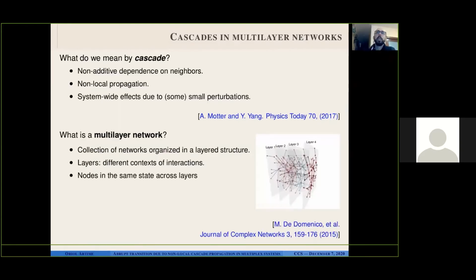And we say that we study this in multilayer networks. Just as a reminder, multilayer networks can be regarded as a collection of networks in a layered structure, where each layer can be considered as a context of interaction.